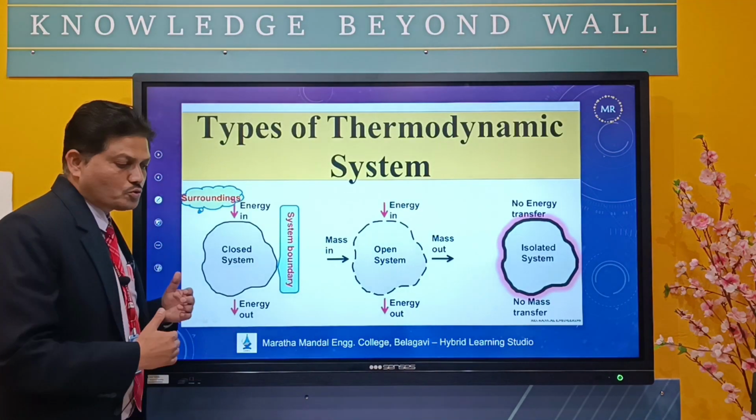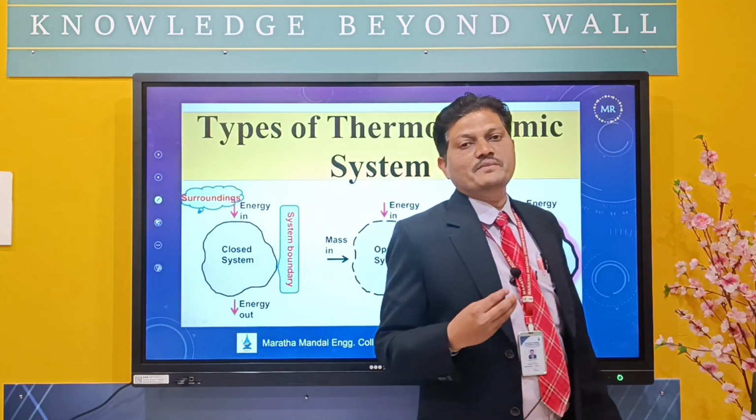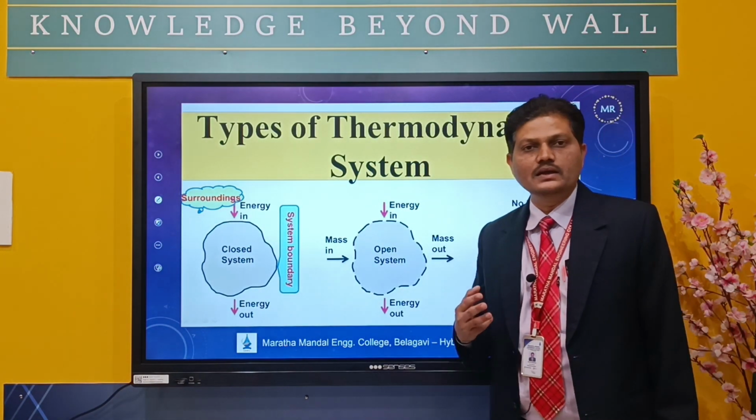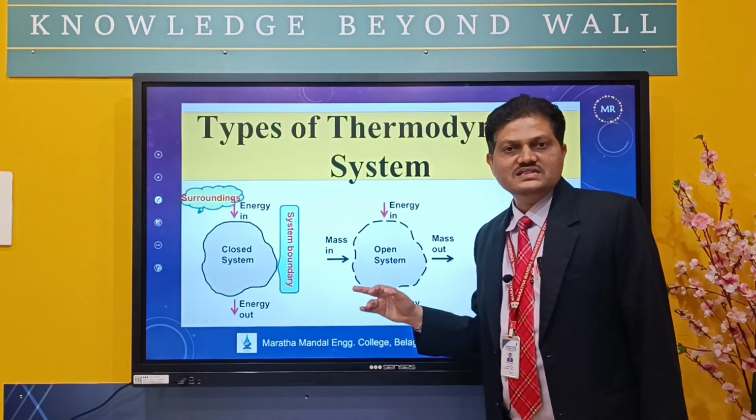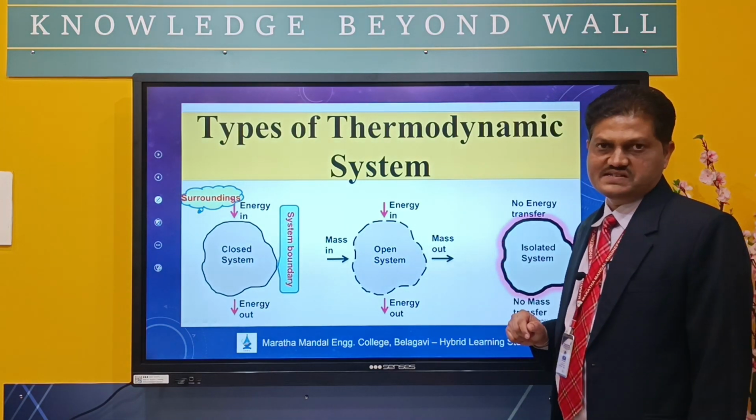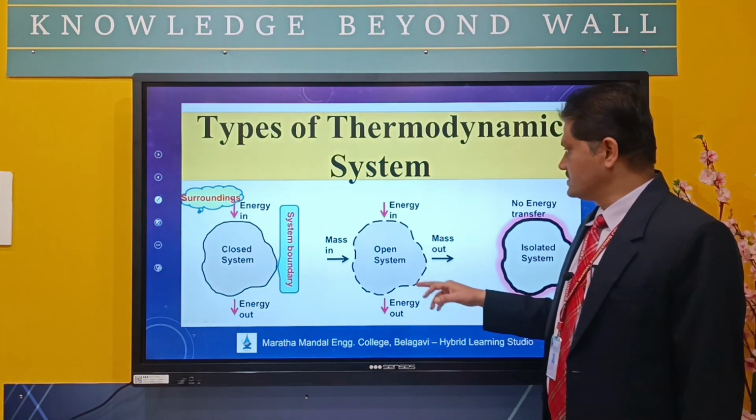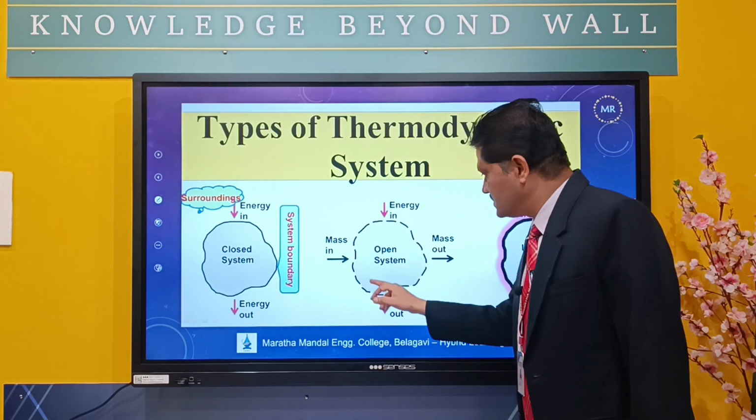Let's see how we classify thermodynamic systems. Systems are classified into mainly three types: the open system, the closed system, and the isolated system. In the open system, where both, you have already learned what a system is.